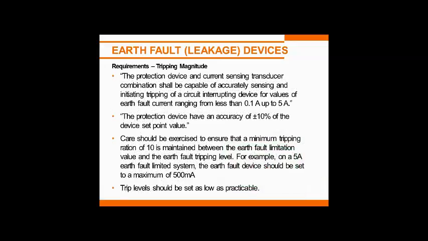Okay, the standard says the protection device and current sensing transducer shall be capable of accurately sensing the initiating current, and within the range of fault-wise currents from 0.1 to 5 amps. There's certainly a change from some of the previous standards, but it is really on the same line.